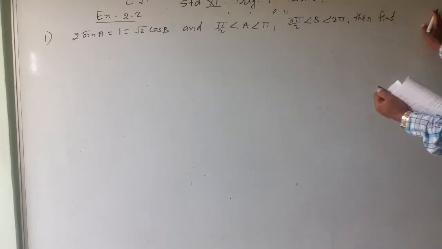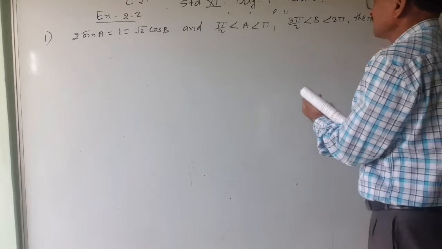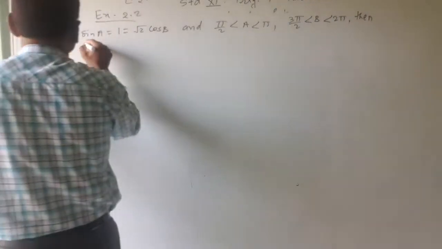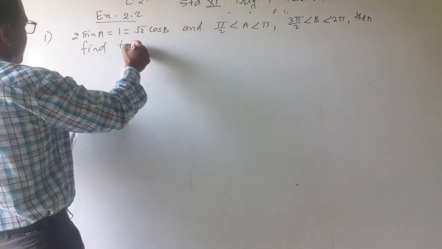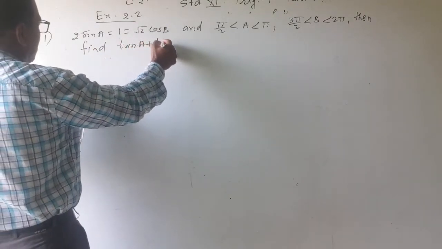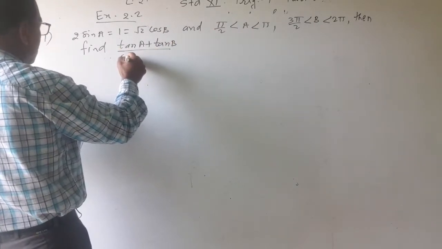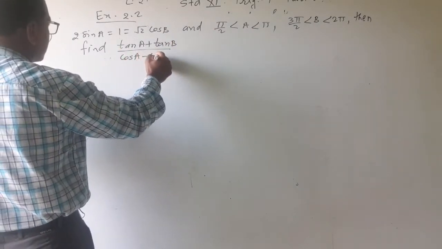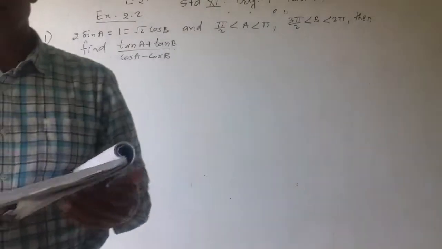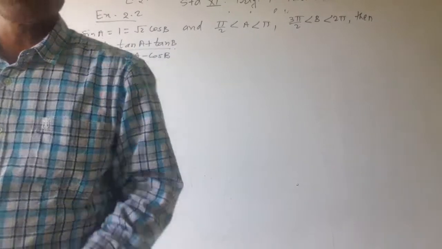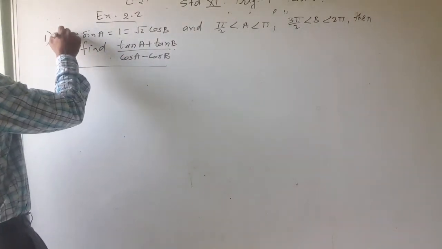So find tan A plus tan B upon cos A minus cos B. This is a very important sum. If you have understood this trigonometry, then definitely we will solve this.